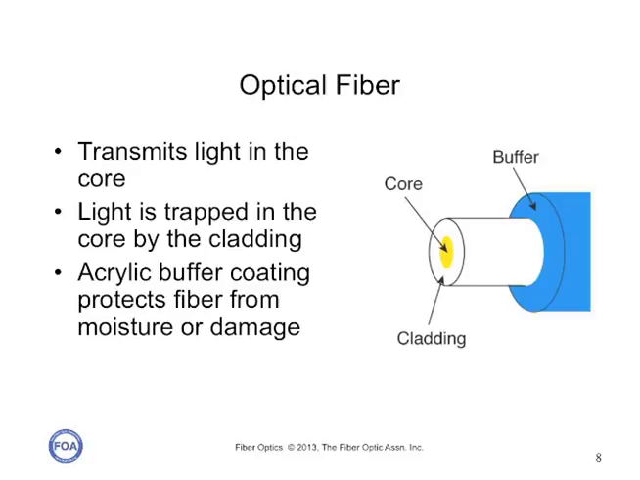The fiber transmits light in the core of the fiber. The light is trapped in the core by the cladding using an optical technique known as total internal reflection, which traps the light in the core. On the outside of the glass fiber, we put an acrylic plastic buffer coating to protect the fiber from moisture or damage. There is some FOA materials on how fiber is made, which you might find interesting also.